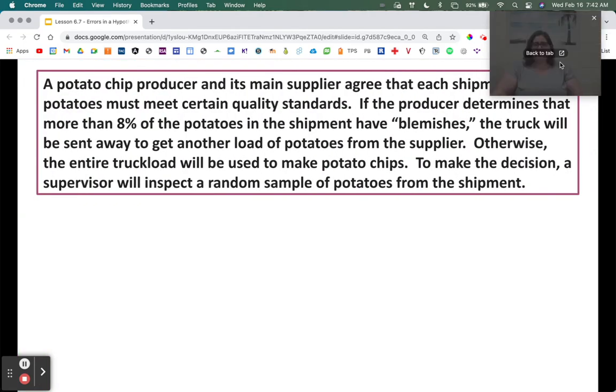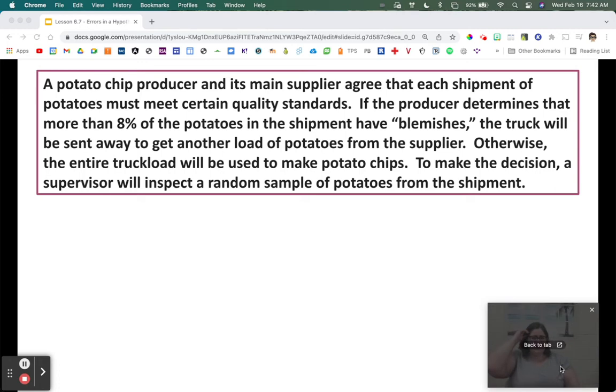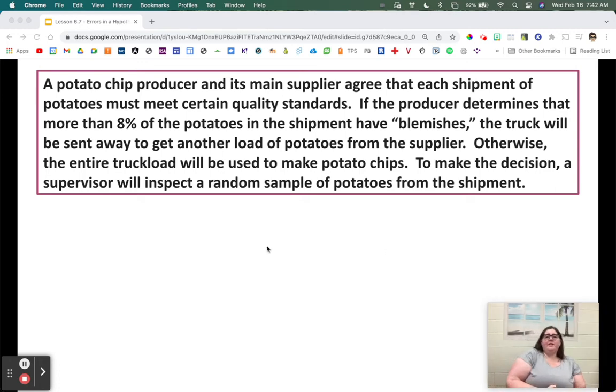Okay, so let's look at an example that's a little bit more detailed. A potato chip producer and its main supplier agree that each shipment of potatoes must meet certain quality standards. If the producer determines that more than 8% of the potatoes in the shipment have blemishes, the truck will be sent away to get another load of potatoes from the supplier. Otherwise, the entire truckload will be used to make potato chips. To make the decision, a supervisor will inspect a random sample of potatoes from the shipment. So they're not going to look at all the potatoes, that would take way too long. He's going to take a sample and make a decision about the entire truck based on this sample.